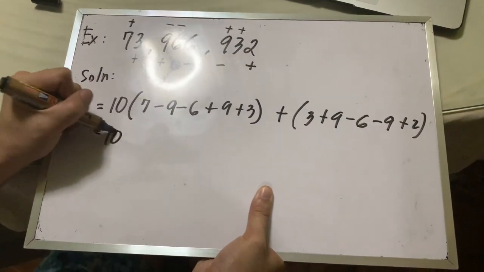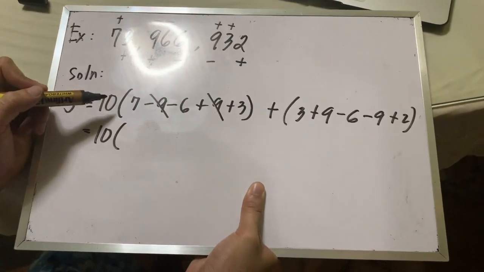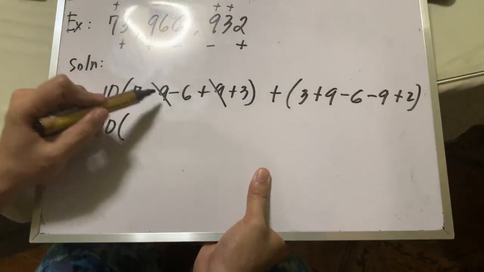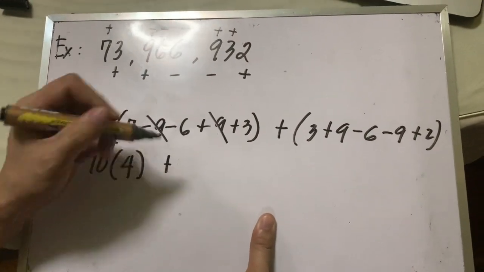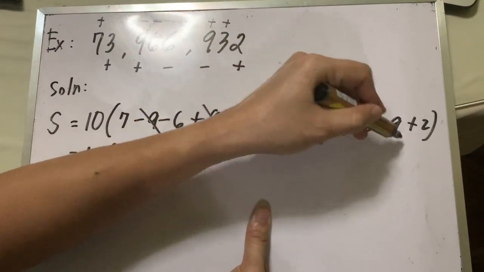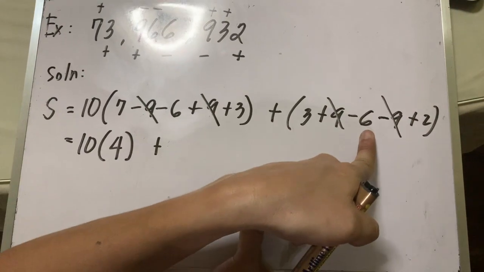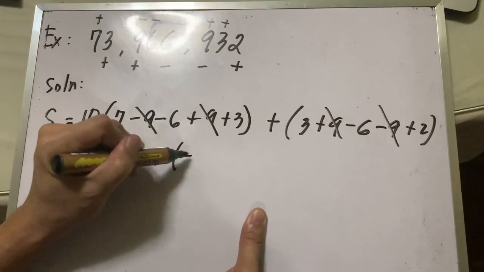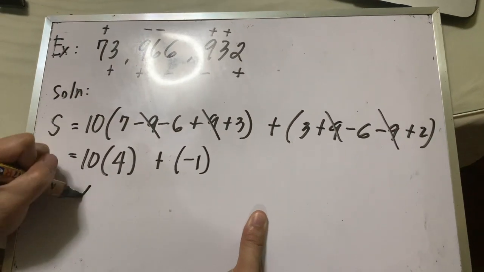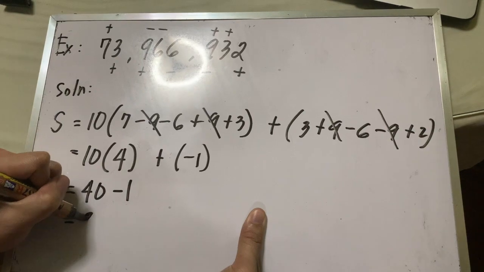So we have 10, and I can cancel out 9 here. And this one is 7 minus 6 is 1, plus 3, 4. Plus, we have, cancel out 9, negative 9. 3 plus negative 6 is negative 3, plus 2, that's negative 1, so that's negative 1 here. So we have 40 minus 1, which is 39.